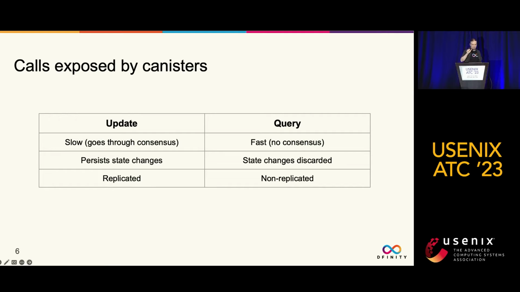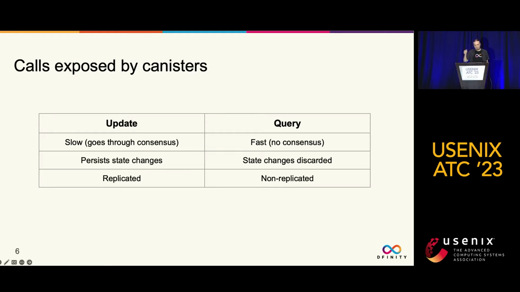To zoom in even a bit more, as I said, canisters can call each other, and there are two types of calls they can make. One is called update. That's kind of slow because everything has to pass through consensus. The state changes are persisted, so whatever happens in that program will stay there for later invocations. And all the computation is replicated, so it runs on all the machines in a subnet.